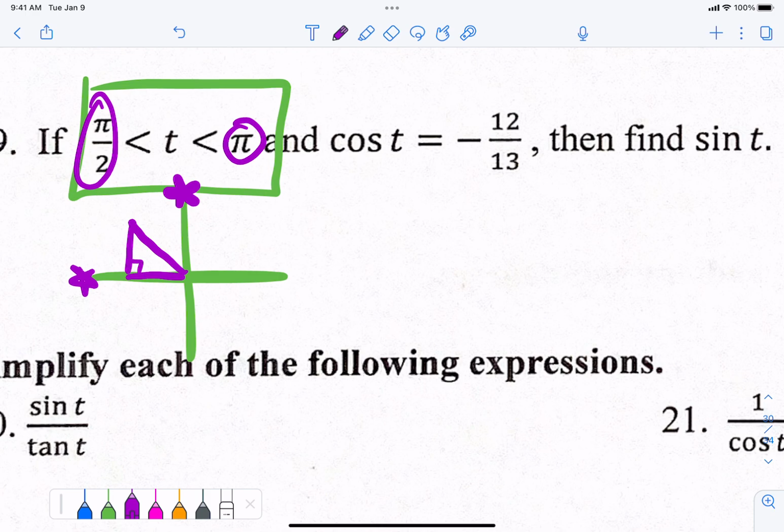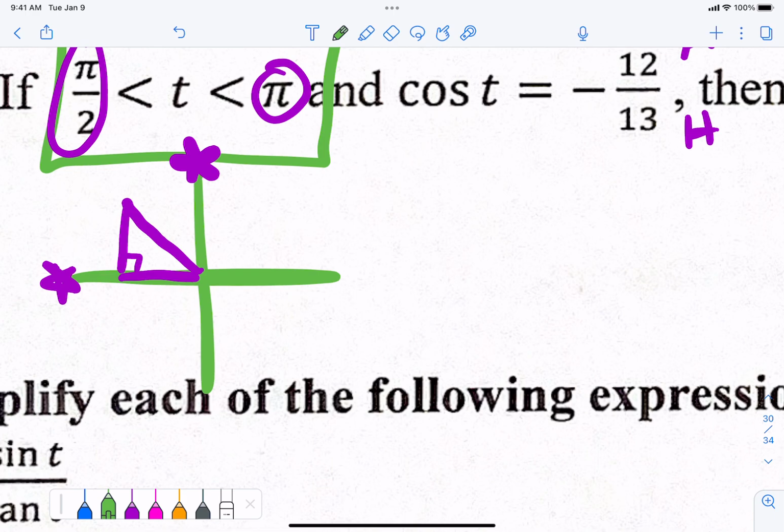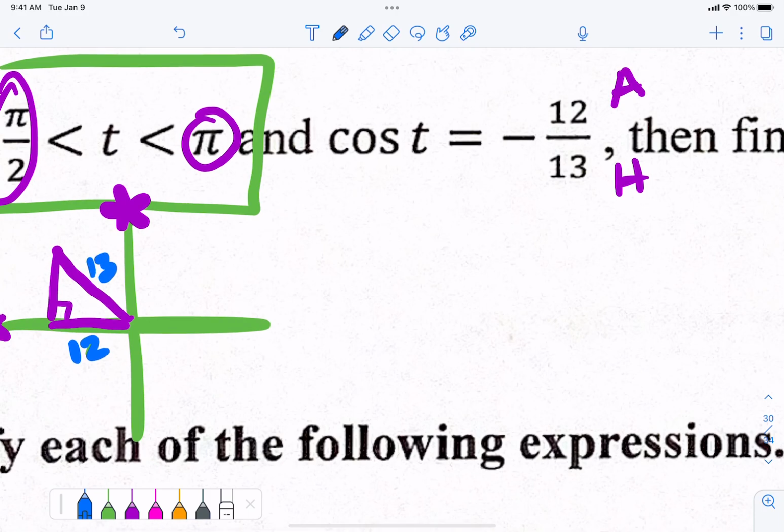All right, I know that cosine is negative 12 over 13, and cosine is the adjacent over hypotenuse. So that means the adjacent side is 12. I'm going to label it here, adjacent side is 12. We'll make it a different color. The hypotenuse is 13. One of those is negative, the 12.